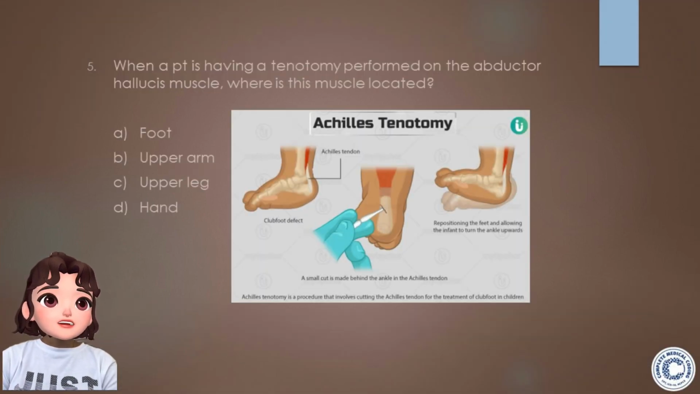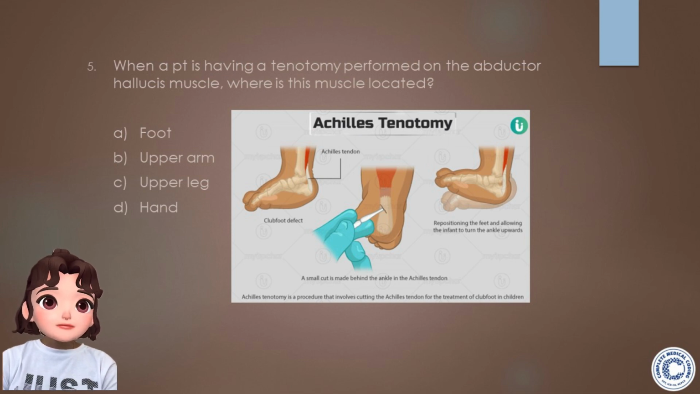Next question, when a patient is having a tenotomy performed on the abductor hallucis muscle, where is this muscle located? Foot, upper arm, upper leg, hand. Achilles tenotomy. See the question. See the picture. Tenotomy, Achilles tendon. It's located in the leg, foot side.